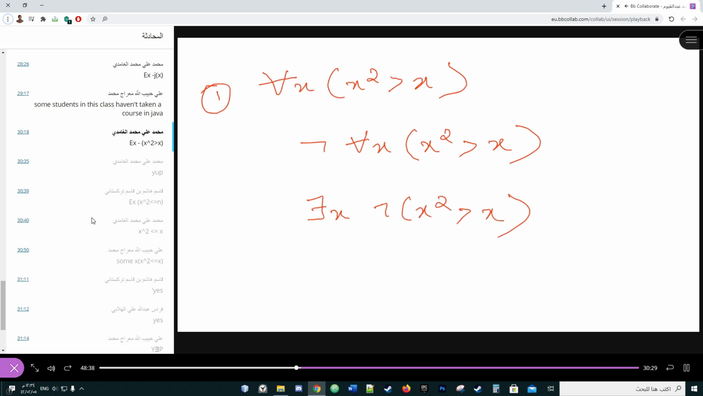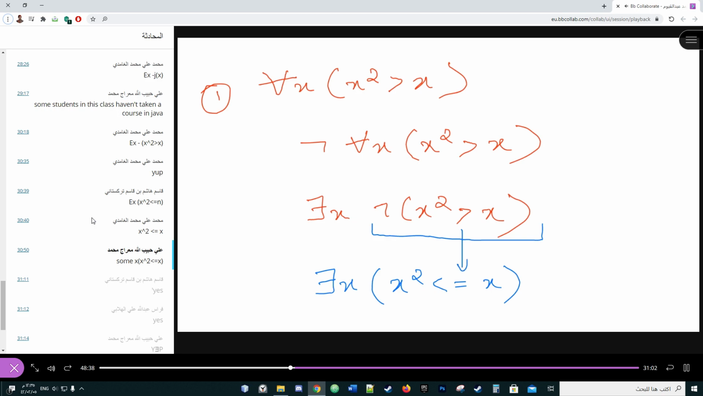Very good. But can this also be simplified? Tell me what it is. Muhammad Ali, Qasim, very good. So it will be this, and then x square less than or equal to. Be very careful. The opposite of this is this. Is this clear?